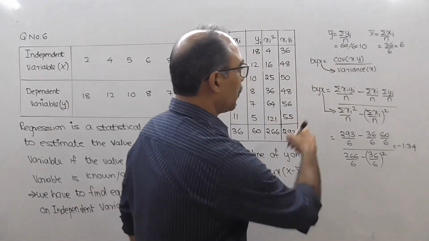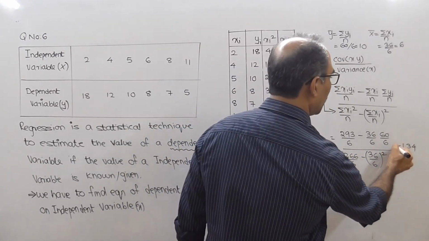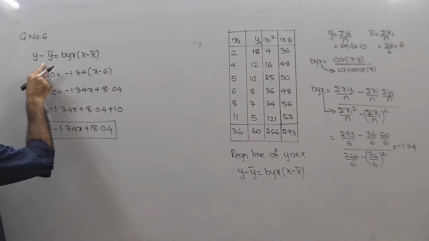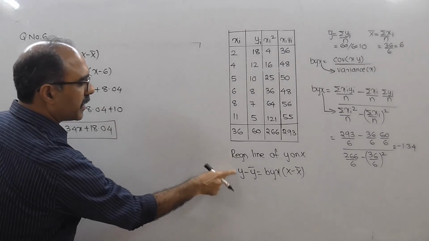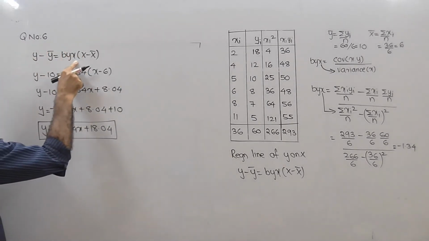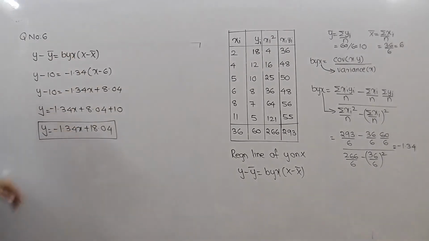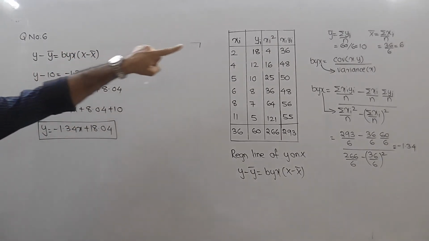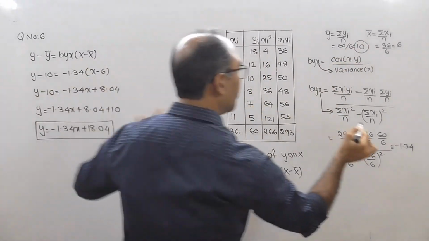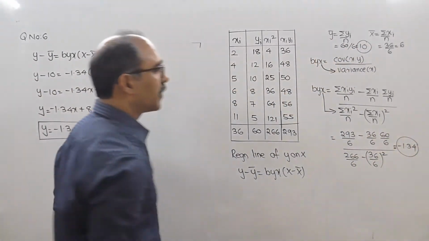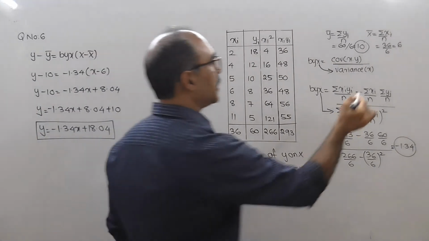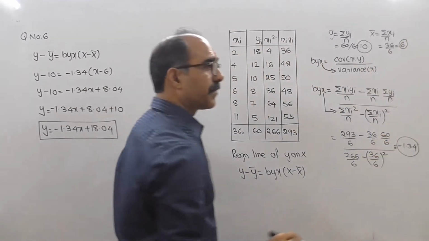So I put in the formula and all the values, you do the calculation, you get the answer as minus 1.34. We have to find the regression line of y on x. We have already written y minus y bar equal to byx into x minus x bar. I just put the value of y bar from there, which is 10. Byx, the value is here, minus 1.34. And x bar, the answer is here, which is 6.